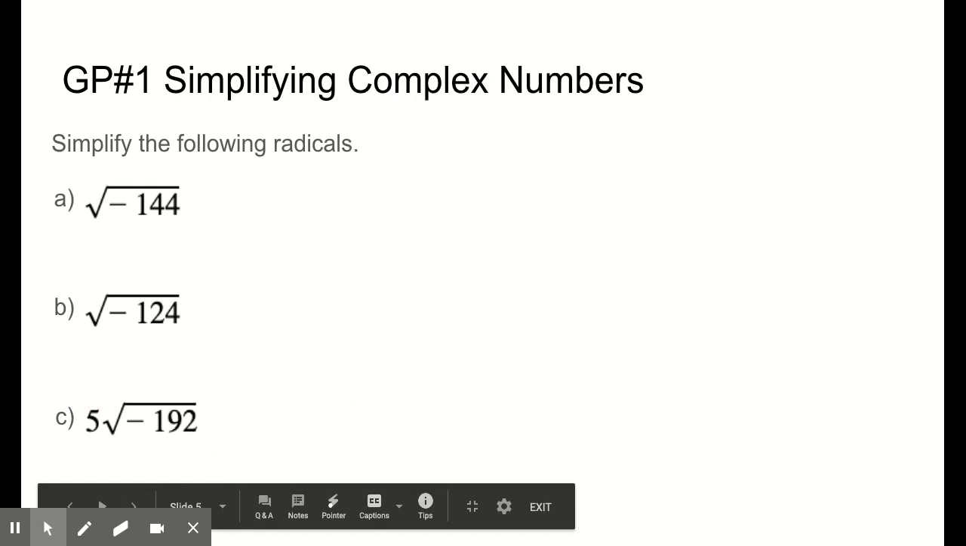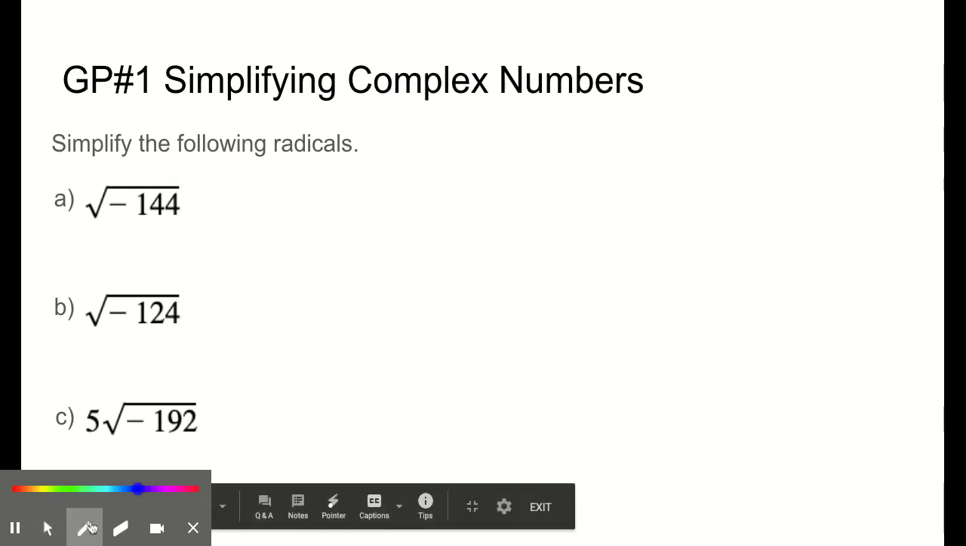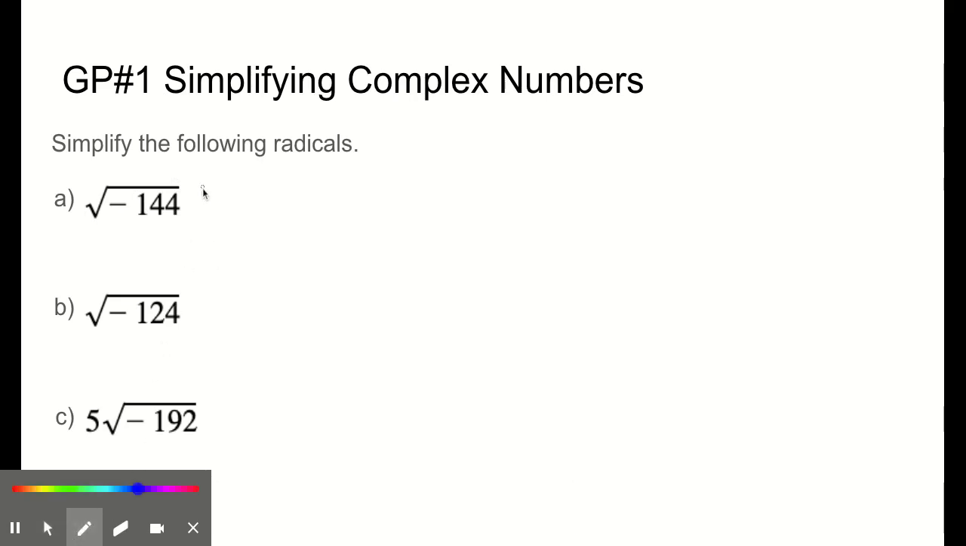So for simplifying complex numbers, for this one, we're going to simplify the following radicals. And we know that we cannot take the square root of a negative number because it is not a real number. But what we can do is simplify this and find its imaginary part.